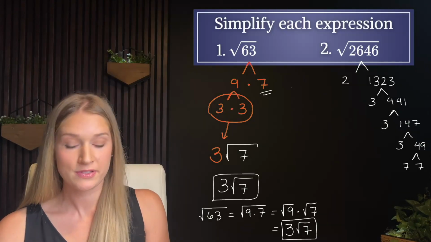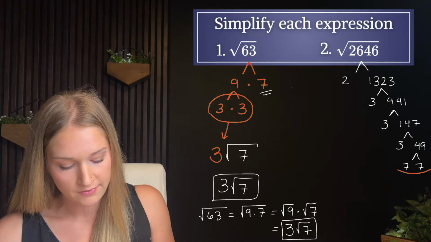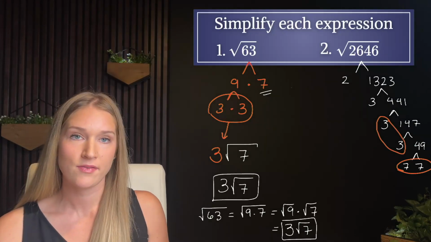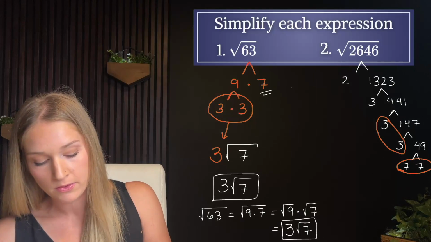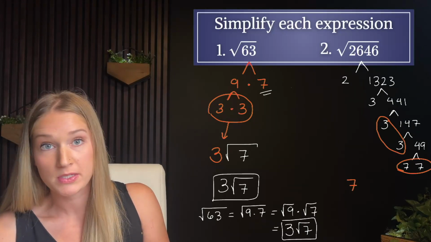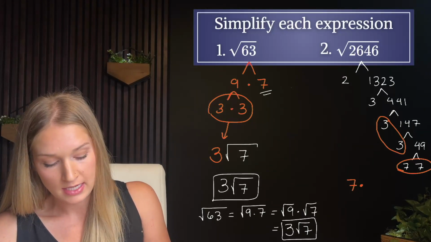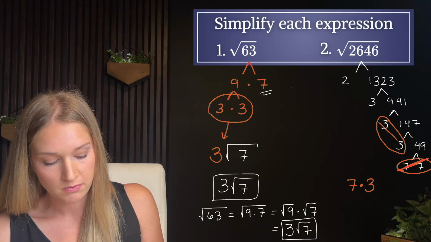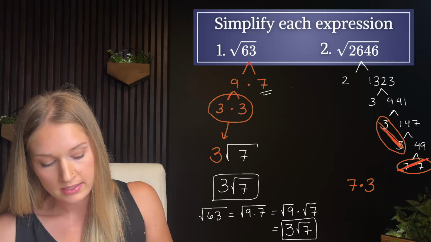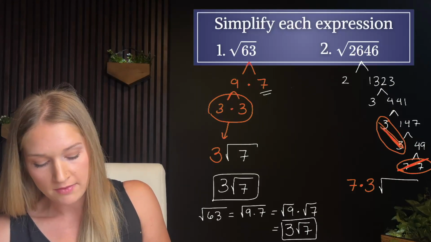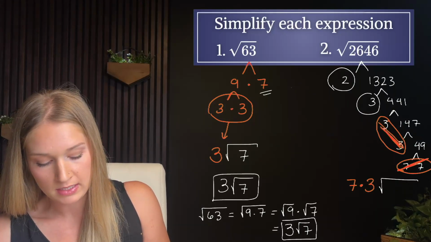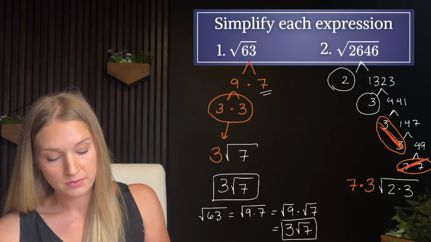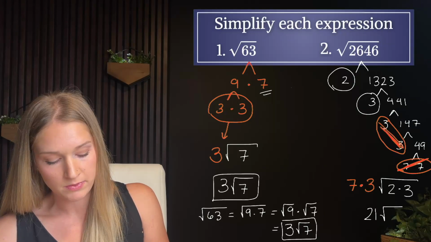So I see a couple different things that pair up. I see a group of 7s and a group of 3's. So that tells me that I can pull out a 7 and a 3 from my radical. When you pull out more than one thing, we just multiply. So 7 times 3 is going to be on the outside. So 7 from that first group, 3 from that second group, and then on the inside of my radical, I have the remaining 2 and the remaining 3. And again, I just multiply. So my final radical is going to be 21 times the square root of 6.